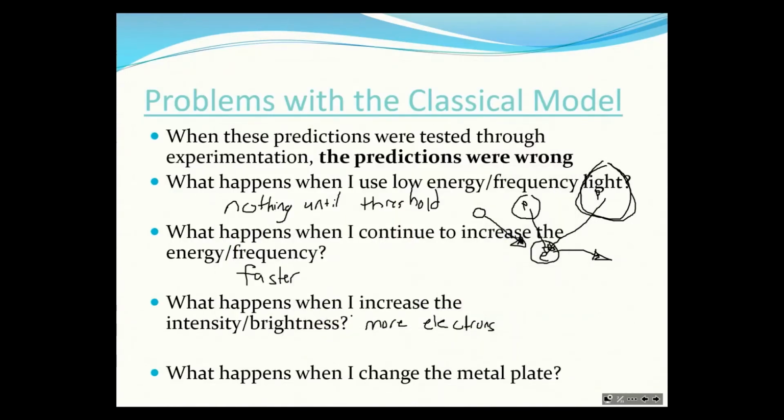So what happens when I change the metal plate is different metals have different photon energies. Sorry, this is really hard to write with the mouse. Energy that releases an electron. Okay, so all metals have their own work function, is what we call it.